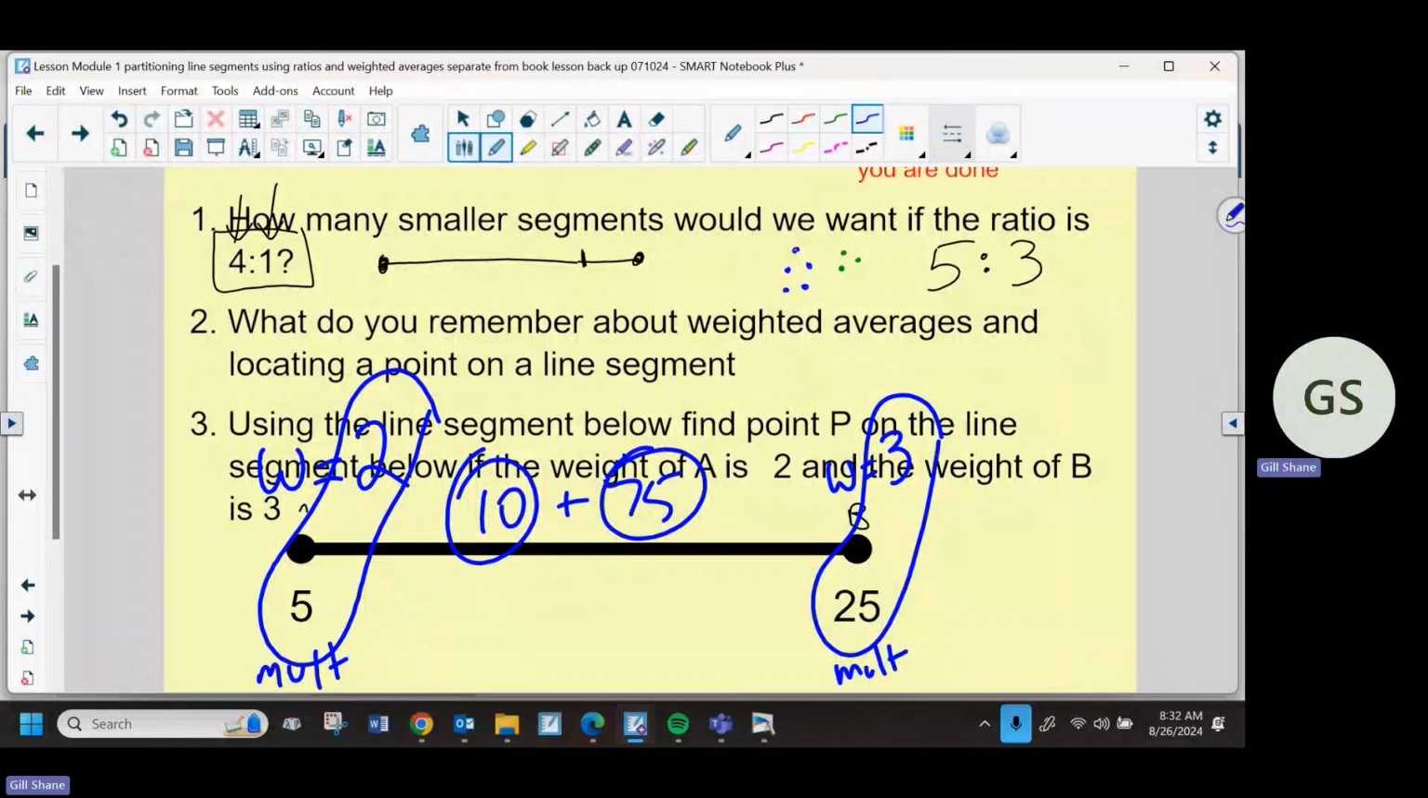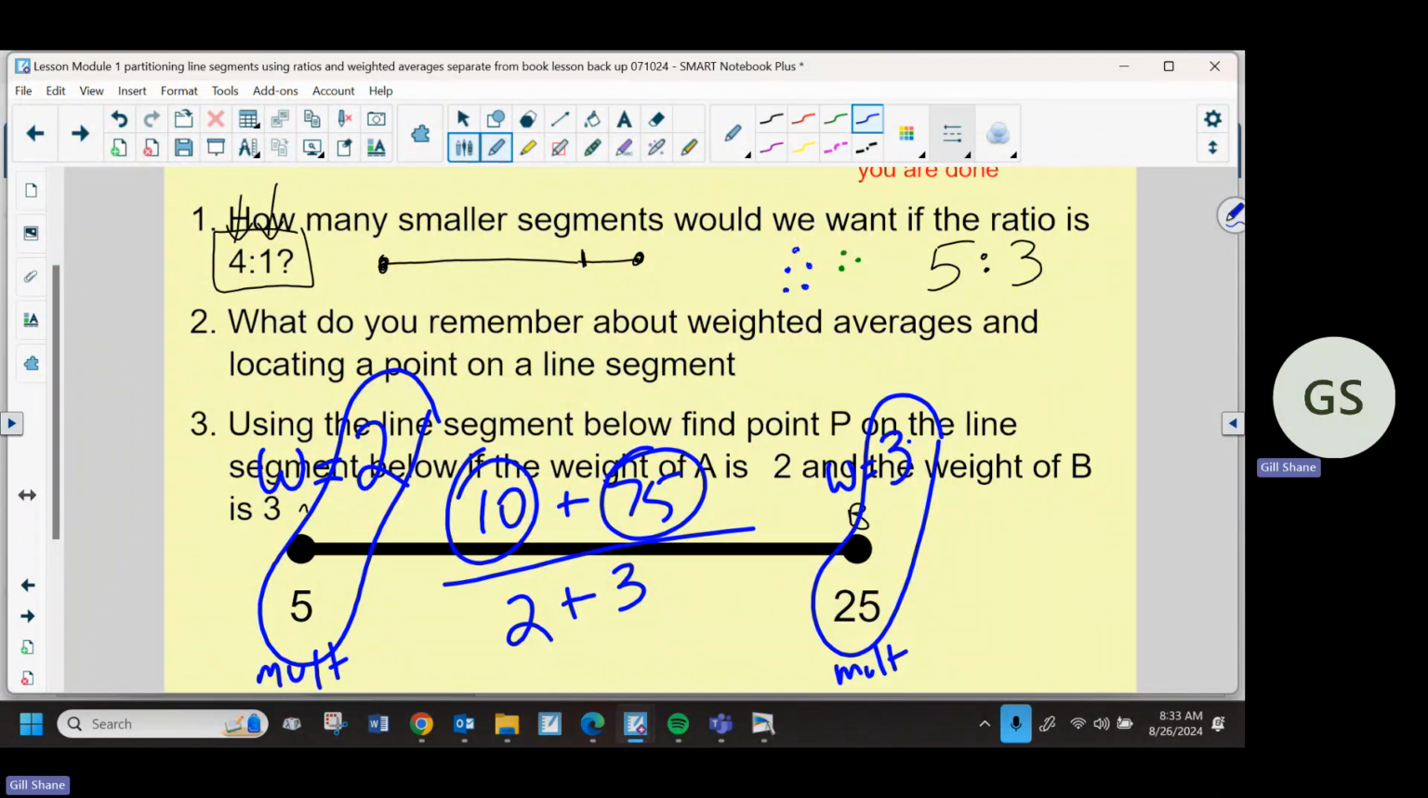So I divide by the sum of the weights, but if you're confused by what that means, you just divide by all the weights added together. That weight was 2, that weight was 3. So I divided by the weights added together. And that's your answer. You're done.